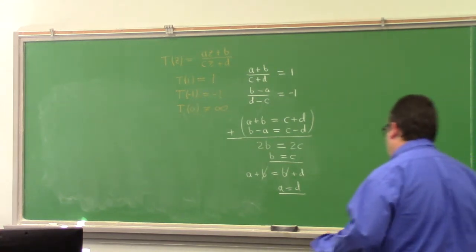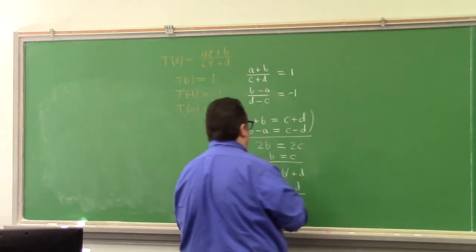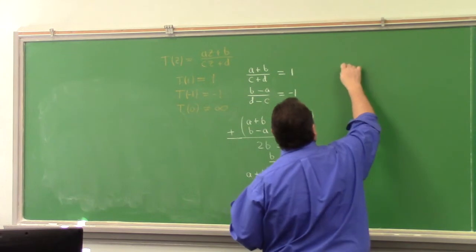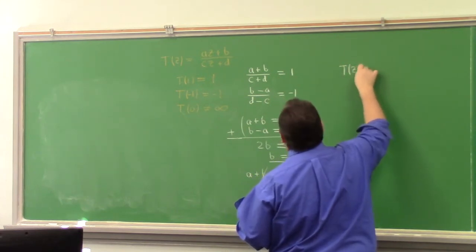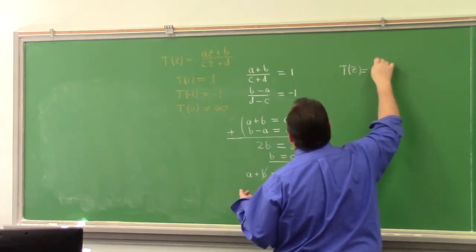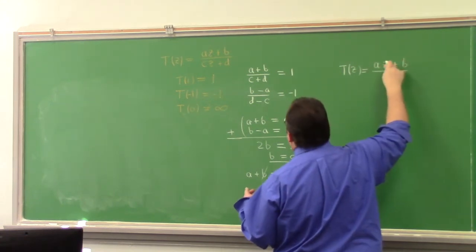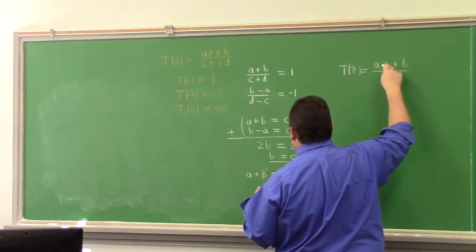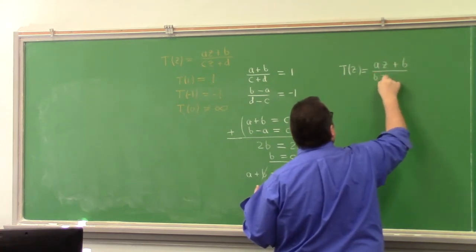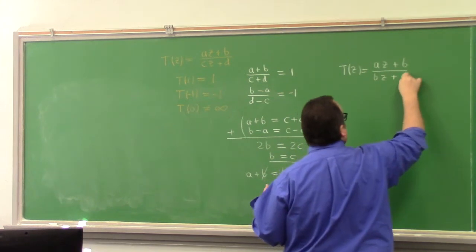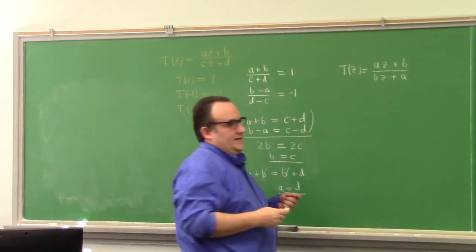So, okay, but so then what? So then put all this in. We've got T of z is what? T of z is, I'll keep the a and the b. So az plus b divided by, what was c? c was equal to b, right? bz plus d was equal to a, right? Yeah.